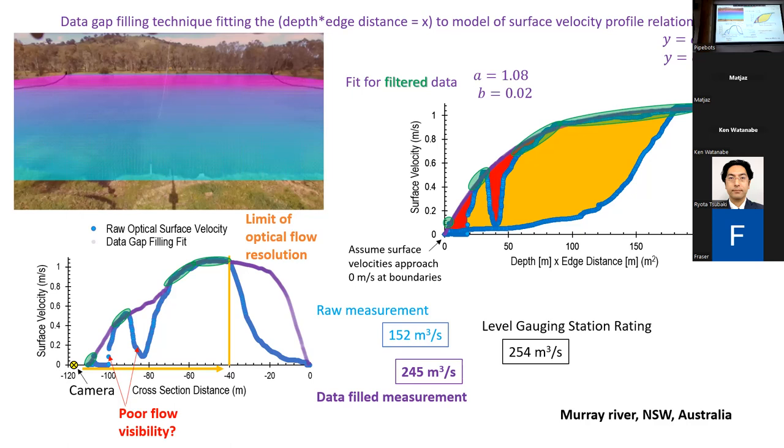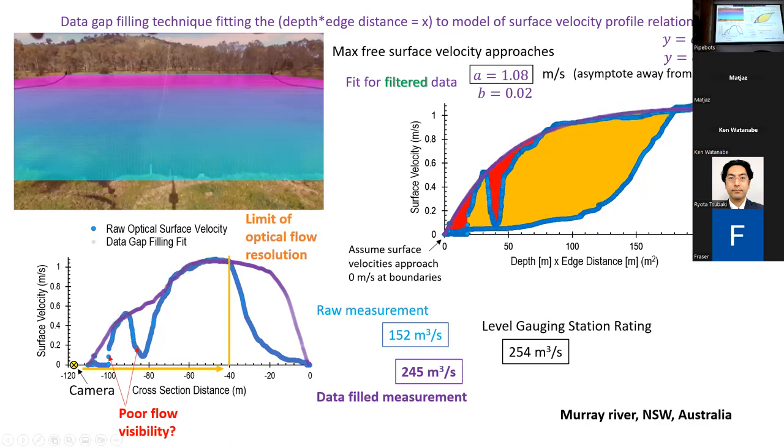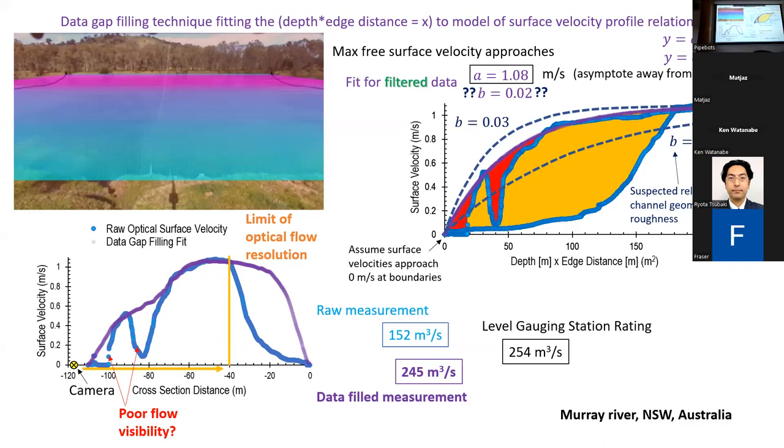From there, that's just a two parameter model. You can read about it in the paper I've submitted to HESS. So the measurement gets a bit closer to the station rating there at 245 meters cubed per second. Hopefully that explains that a bit. The first parameter is the maximum free surface velocity that it approaches. The second parameter I'm not really sure about, but it probably has something to do with the relationship with the channel geometry and the roughness.